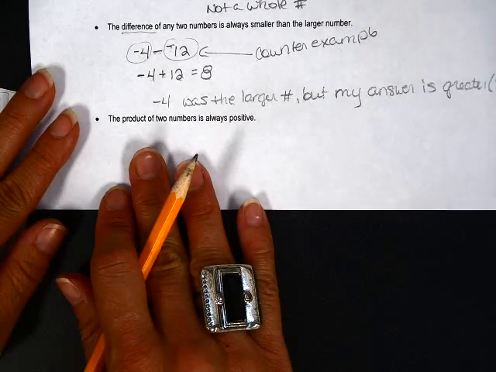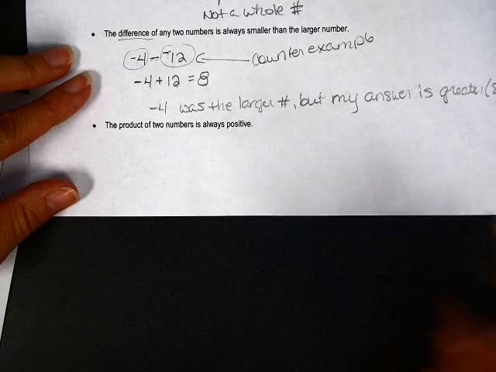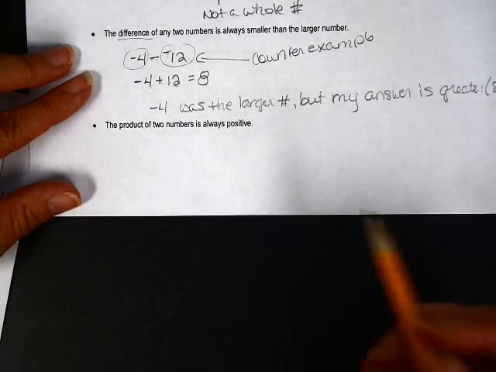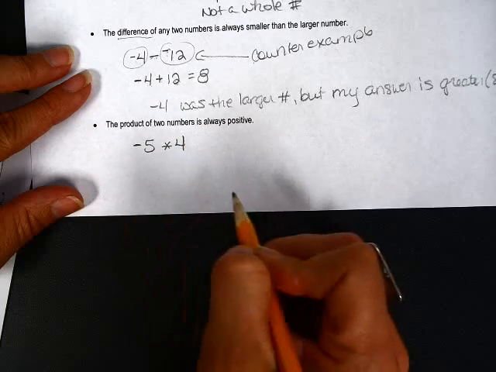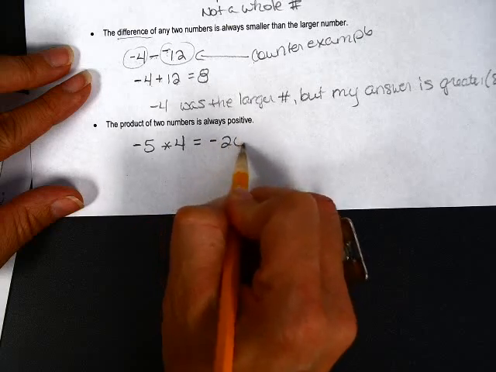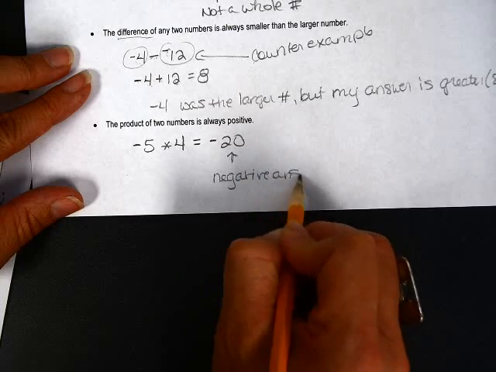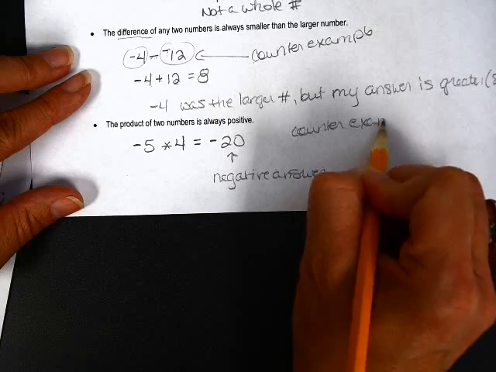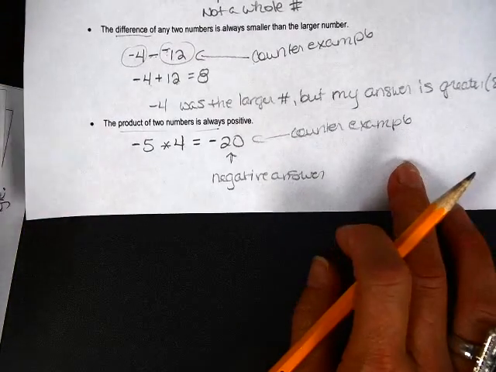Okay? Last one. The product of two numbers is always positive. Well, it doesn't say the product of two positive numbers or the product of two negative numbers. It just says the product of two numbers. So if I take a -5 and multiply it times a +4, those are two numbers, and I get a negative answer. So therefore, this is my counterexample. This conjecture is false. And that's it for 2.1.